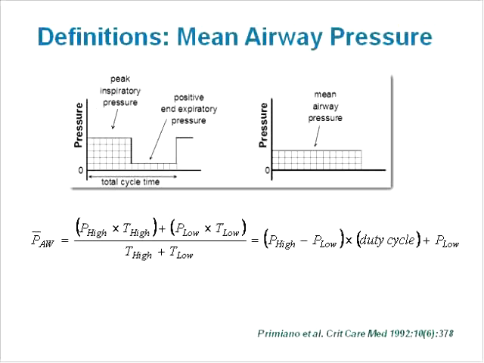In the case of mechanical ventilation using pressure control, and specifically BiLevel modes, mean airway pressure is determined by the difference between P high and P low and the duty cycle, expressed as a fraction rather than a percent. And in this case, duty cycle is the percent inspiration. We'll talk about that more in a second.